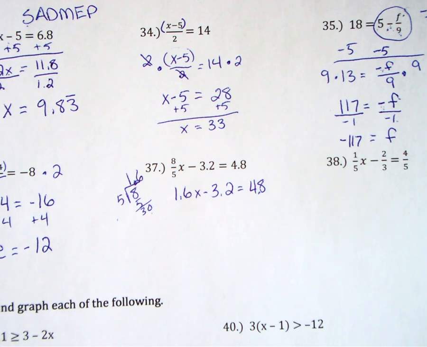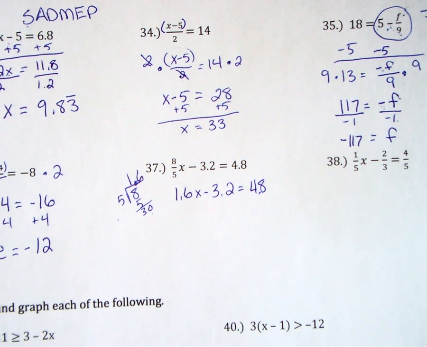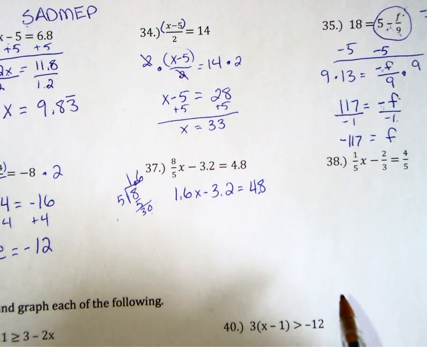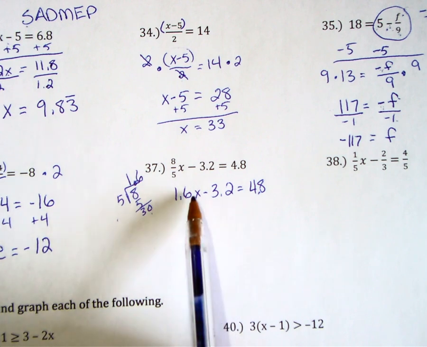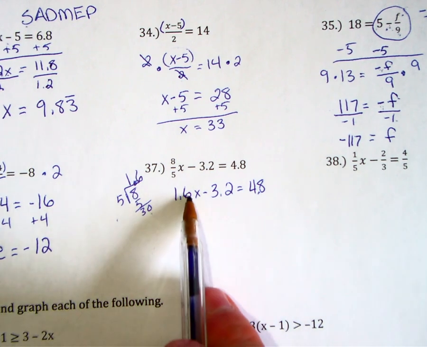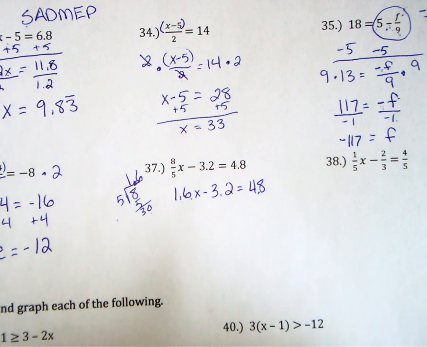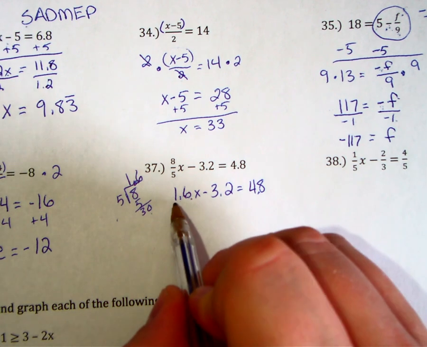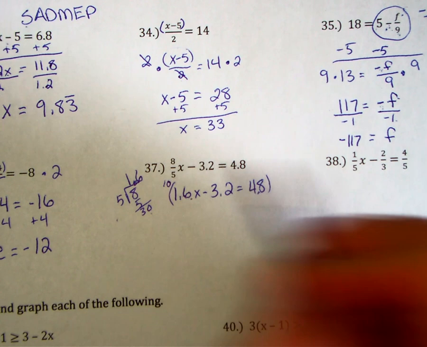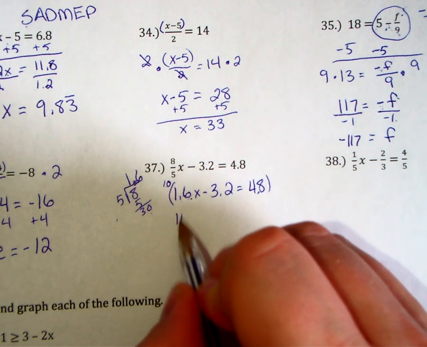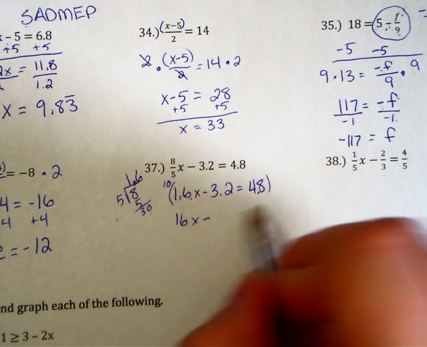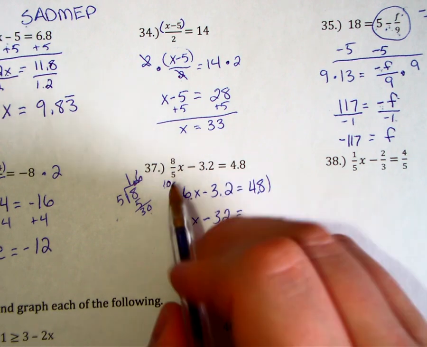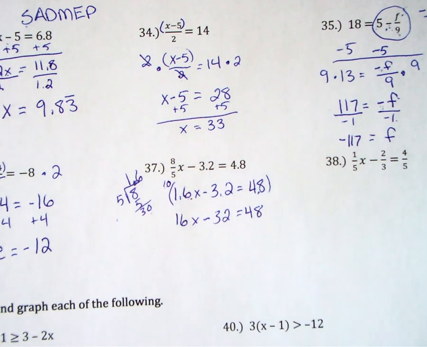If you really wanted to, remember we talked about clearing fractions. We could certainly clear fractions in this case. And that is simply the process of multiplying both sides by a common factor that will eliminate the fraction. In this case, we need to move the decimal place one place. And we do that by multiplying by 10. So if I multiply every term by 10, we'll clear the fraction. 10 times 1.6 is 16x, minus 10 times 3.2, which is 32, equals 10 times 4.8, which is 48. And so now we just have a two-step equation with some relatively normal whole numbers.